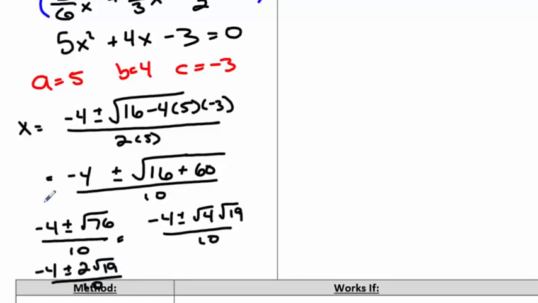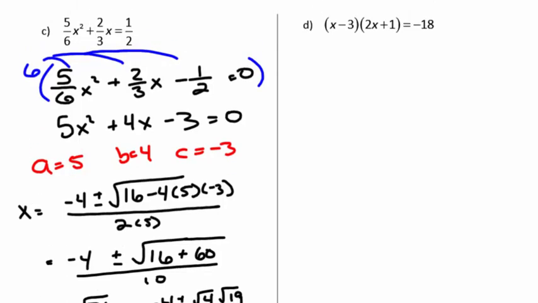And then I need to reduce by dividing everything by 2. So it's going to give me 2, 1, and 5. So let's squeak my final answer in here. Negative 2 plus or minus the square root of 19 all over 5 is my final answer. I'll try to write a little bit smaller in the next one.